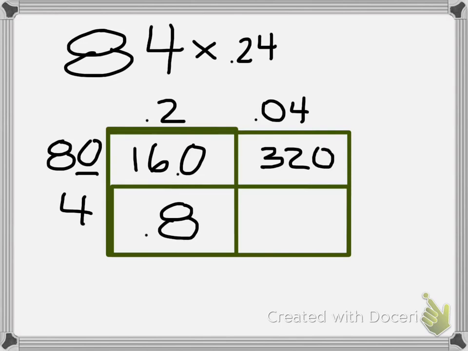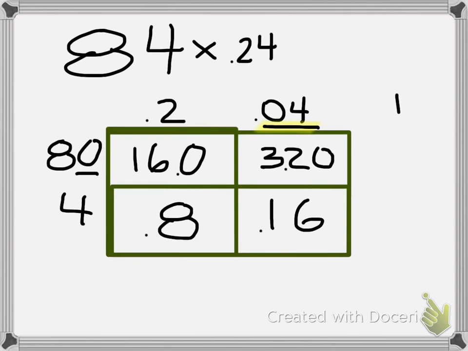But again, you guys, now there are 2 numbers to the right of the decimal, so we should have 2 numbers to the right of the decimal. So we'll put our decimal there. And last we got 4 times 4, which is 16. But again, 2 numbers to the right of the decimal. All right, we got 4 partial products. Let's add them up. I'll start with my largest and go from there.